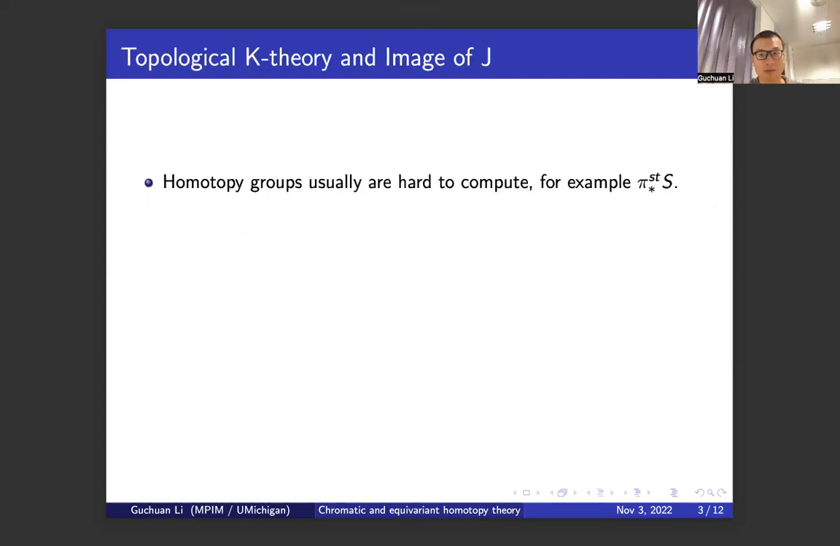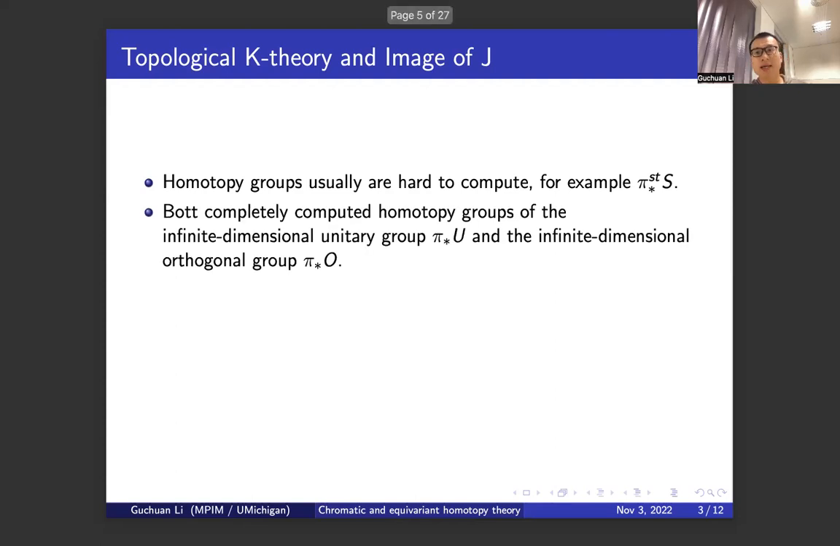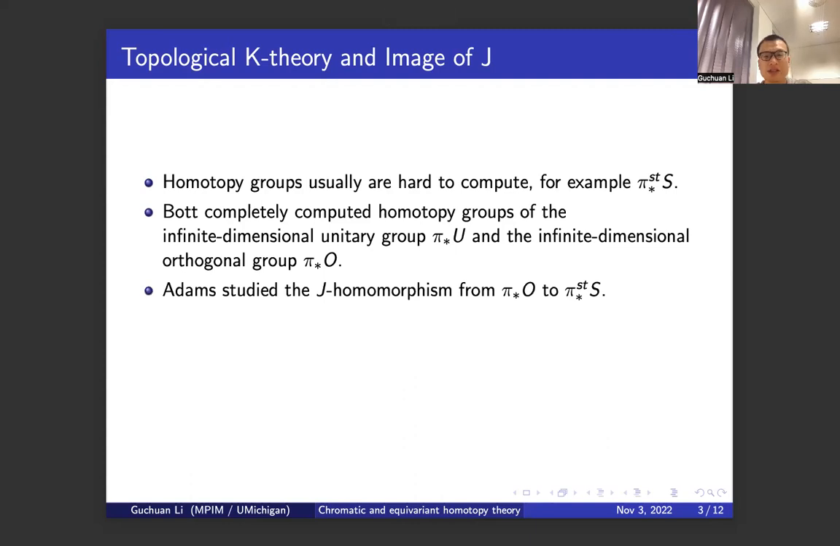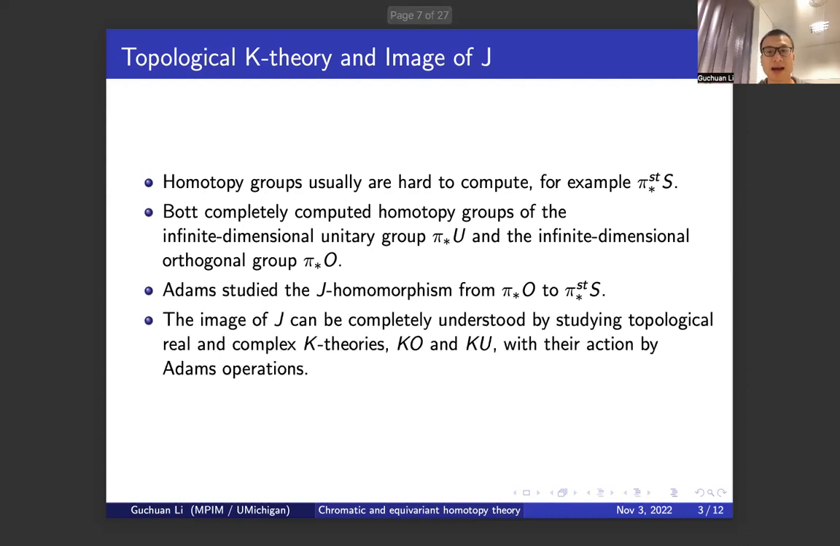So I want to motivate chromatic homotopy theory from a very computational point of view. If you want to compute homotopy groups, it is usually very hard. For example, the stable homotopy groups of spheres are super hard. But we have completely computed the homotopy groups of some interesting spaces, the Lie groups, unitary group and orthogonal group. Then Adams studied the J homomorphism from the homotopy groups of the orthogonal group to the stable homotopy groups of spheres. And the image is completely understood by studying the Adams operation acting on topological K theory, KU, and the real one, KO.